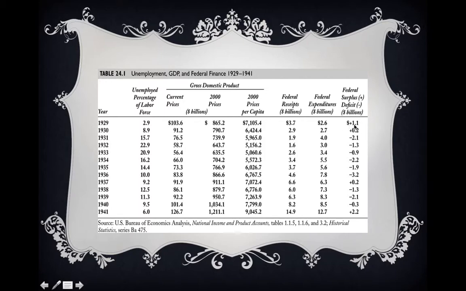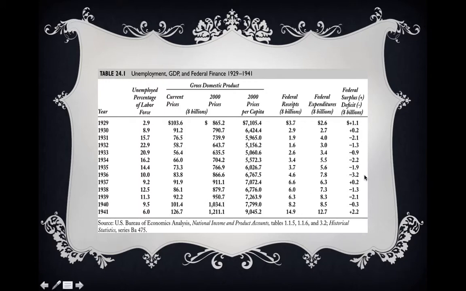All right, what do we see about the budget? We see that we run a surplus. The federal government runs a surplus in 29 and 30. But after that, it consistently runs a deficit. The first year that they run a surplus, what happens in the year after that? We see that the unemployment rate increases. We see that real and nominal GDP decrease.